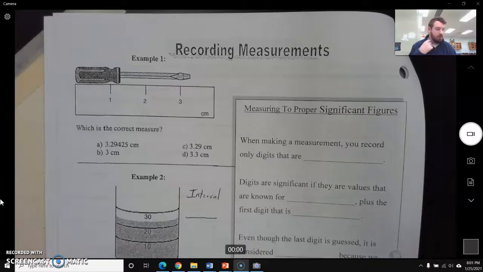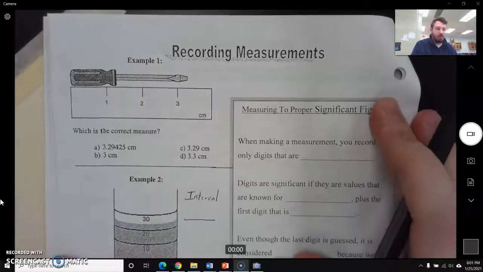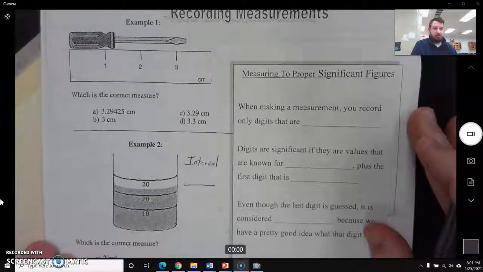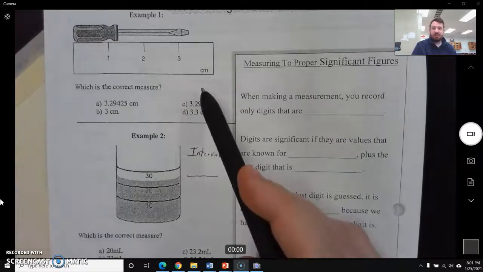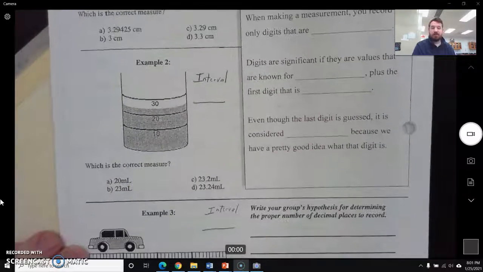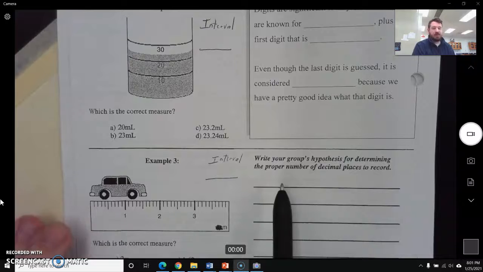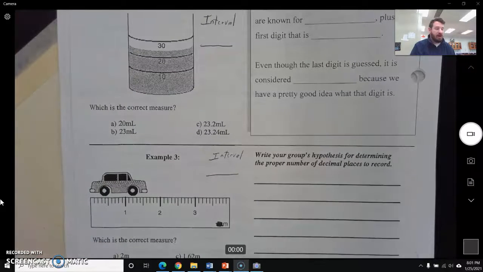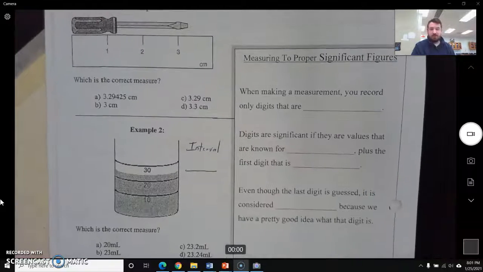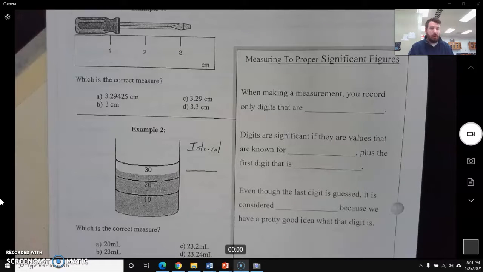Shouldn't take too long. So you want to start out by getting your Unit 3 packet and opening up to page 5. Once you do that, I want you to take a second and try to answer examples 1, 2, and 3. Then I want you to explain your reasoning down here at the bottom right. Once you have done that, hit the continue button, and I will walk you through what we should be doing.